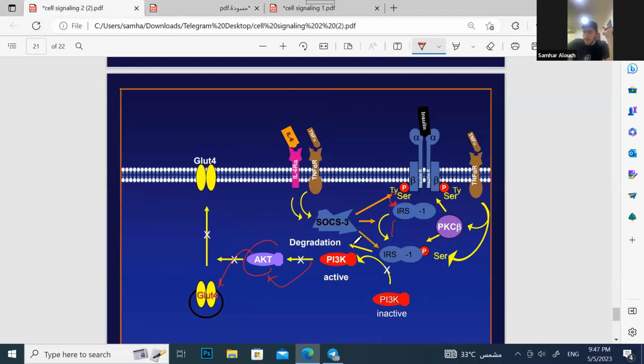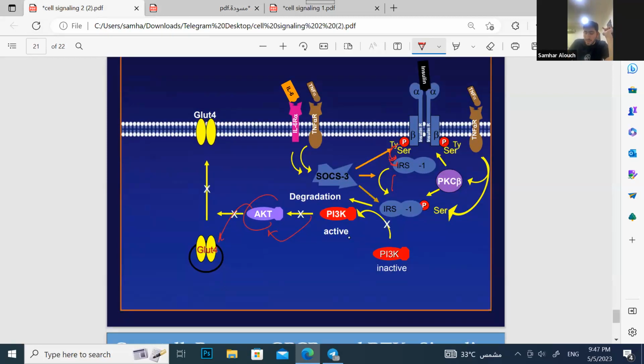Even if this tyrosine kinase was able to make IRS1 phosphorylated, it can't activate PI3K. It can't activate AKT. It can't activate GLUT4. And this whole thing is interrupted, and that's causing insulin resistance. So no matter how much insulin we have, there is no response, and we have diabetes.